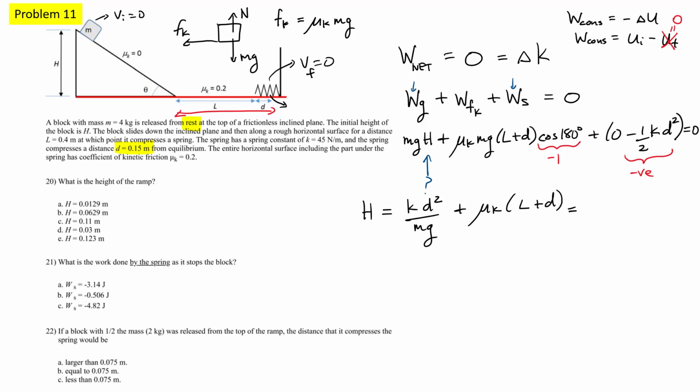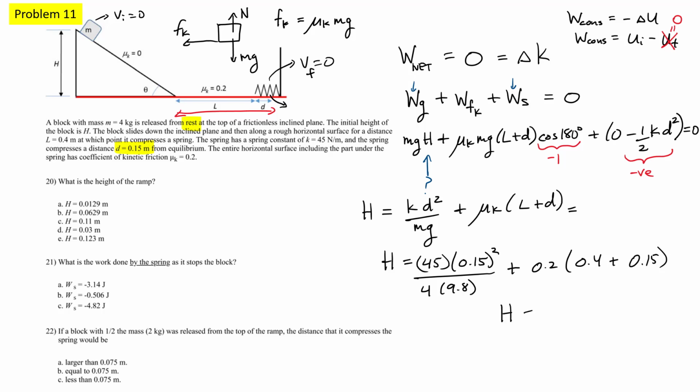All right, now we can substitute in all the values here. Actually, let me just go down below to give me a little bit more space. That spring constant is 45. That distance D was 0.15, and you square that one. My mass was 4, and little g was 9.8. Plus the coefficient of kinetic friction, 0.2. The L is 0.4, and that distance D, again, 0.15. All right, I put everything in the calculator. This is a pretty lengthy problem here. I get a value of 0.123 meters. Let me box that up. That corresponds to approximately choice A, which is the best choice for this one.